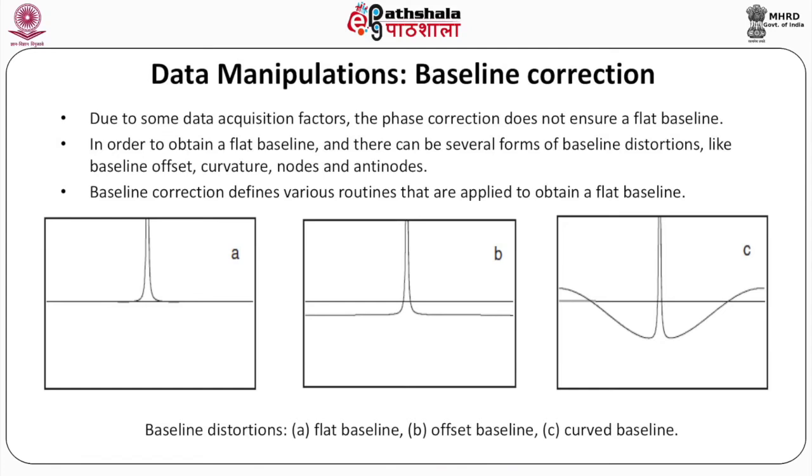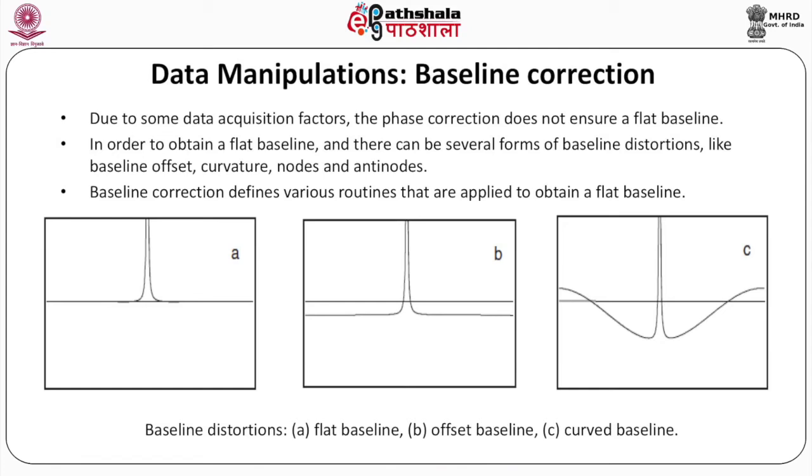Baseline correction. Due to some data acquisition factors, the phase correction does not ensure a flat baseline. There can be several forms of baseline distortions like baseline offset, curvature, nodes and antinodes. For this, baseline correction has to be performed. Baseline correction defines various routines that are applied to obtain a flat baseline.